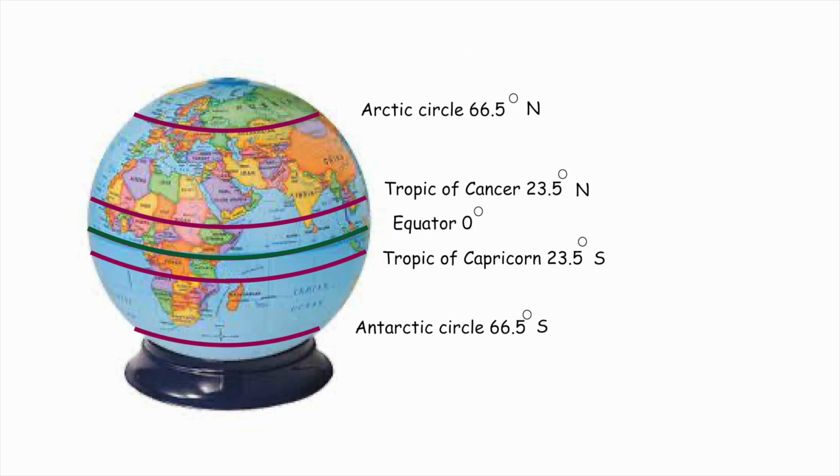The important latitudes are the equator, which is at 0 degrees, the Tropic of Cancer, which is at 23.5 degrees north, the Tropic of Capricorn, which is 23.5 degrees south, the Arctic Circle, which is 66.5 degrees north, and the Antarctic Circle, which is 66.5 degrees south.